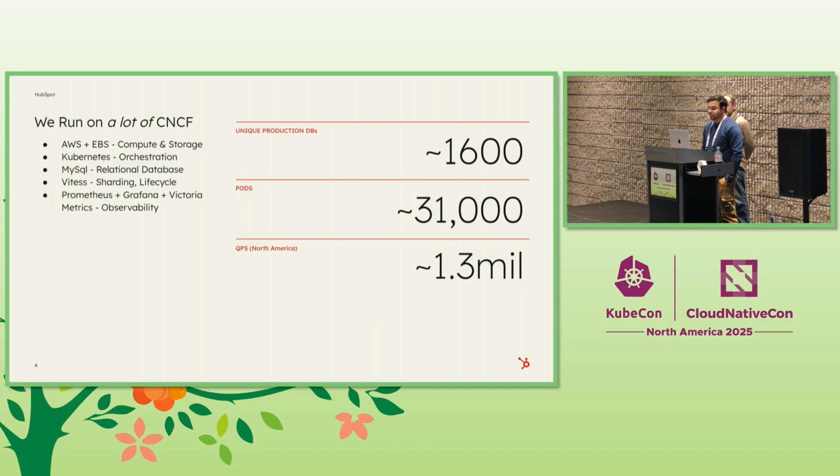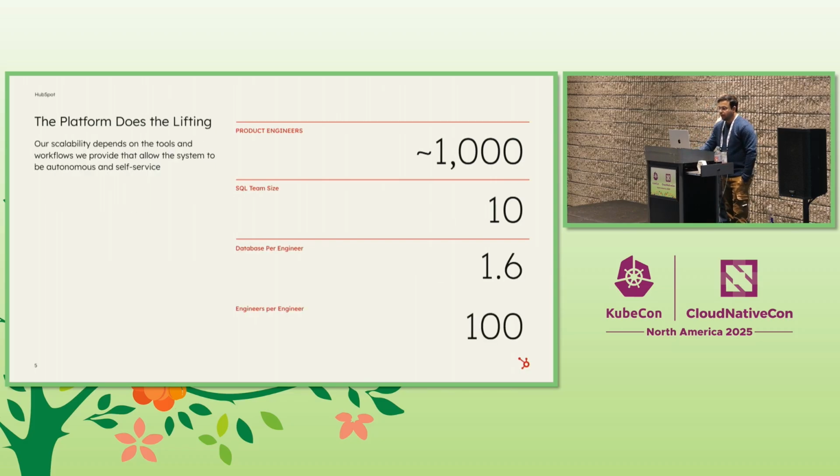Currently, we have 1,600 unique production databases with over 31,000 pods and 1.3 million queries per second just in North America. Think about it. Okay, now there are some more numbers, and I don't want to impress you, neither scare you, but if you do, we'll take it.